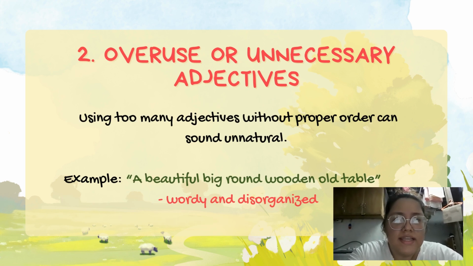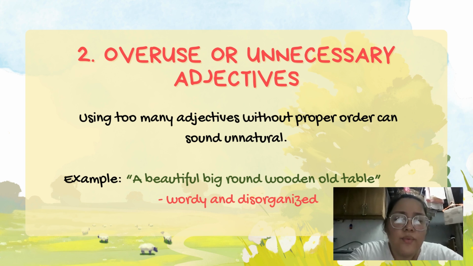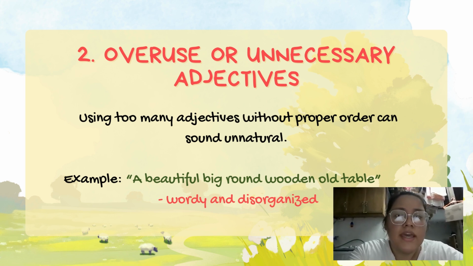The second one is overuse of unnecessary adjectives. Throwing in a bunch of adjectives without proper order makes your sentence feel overcrowded. For example, a beautiful, big, round wooden old table. Stick to what's necessary and in the right order. A better version would be a beautiful, old, round wooden table.